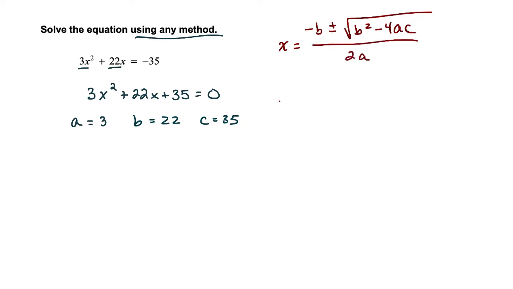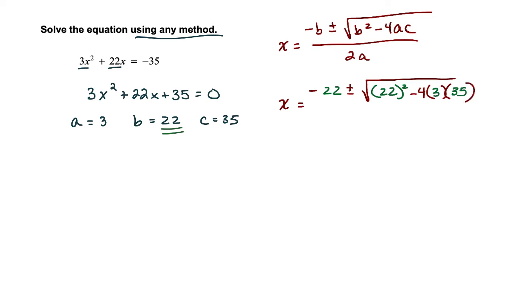and then take my time and just substitute. So it goes negative b, which is 22, plus or minus the square root of 22 squared minus 4 times a, which is 3, and c, which is 35. And that's all over 2a, or 2 times, and a again is 3. So there's the entire substitution.